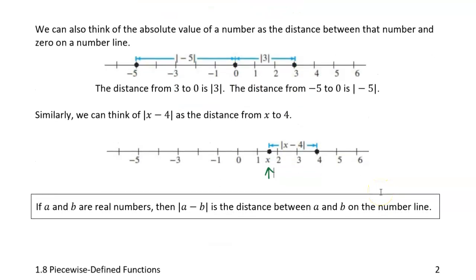So if we have two numbers, a and b, then the absolute value of a minus b is the distance between a and b on the number line. Okay, just distance, without the sign. So when we express it as an absolute value, the distance is always going to be positive, and we don't have to worry about whether we're going to subtract the bigger from the smaller or the smaller from the bigger. The absolute value will make it positive for us. So the absolute value of a minus b is the distance between a and b on the number line.